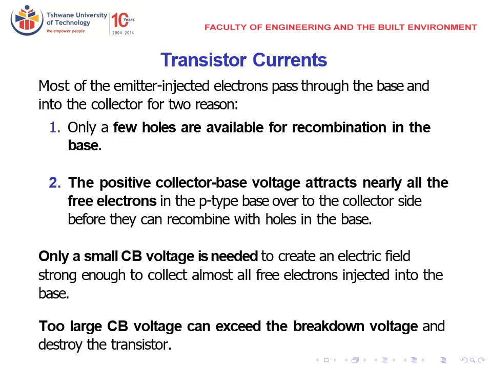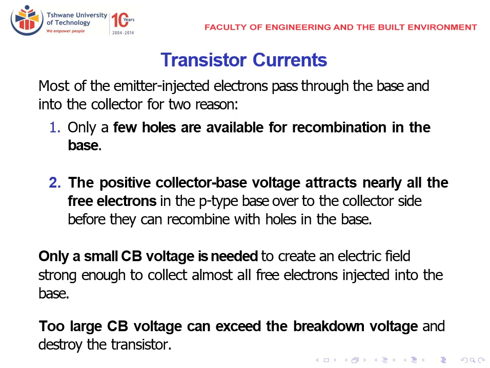Transistor currents. Most of the emitter injected electrons pass through the base and into the collector for two reasons. Number 1, only a few holes are available for recombination in the base. Remember, the base is very thin and lightly doped. The positive collector base voltage attracts nearly all the free electrons in the p-type base over to the collector side before they can recombine with holes in the base.